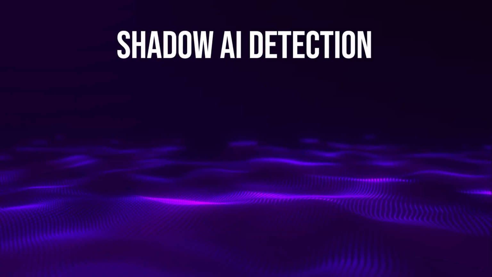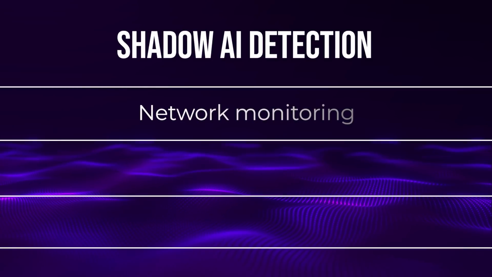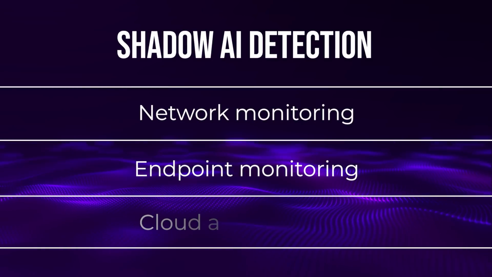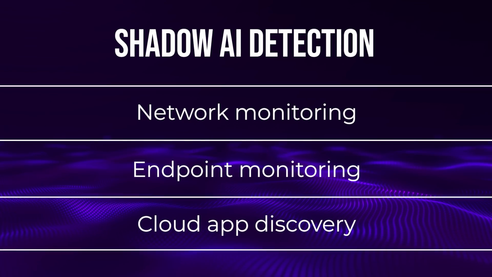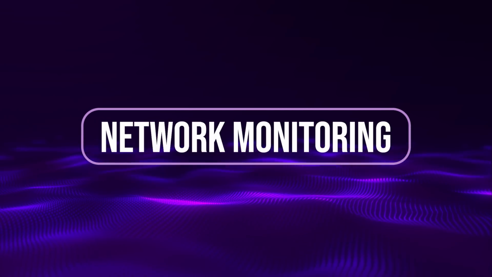Here's a simple framework you can use. Think of Shadow AI detection in 3 lanes: network monitoring, endpoint monitoring, and cloud app discovery. You don't need to master all 3 right away. Pick one lane, understand what signals to look for, then expand your knowledge from there. Let's start with network monitoring.